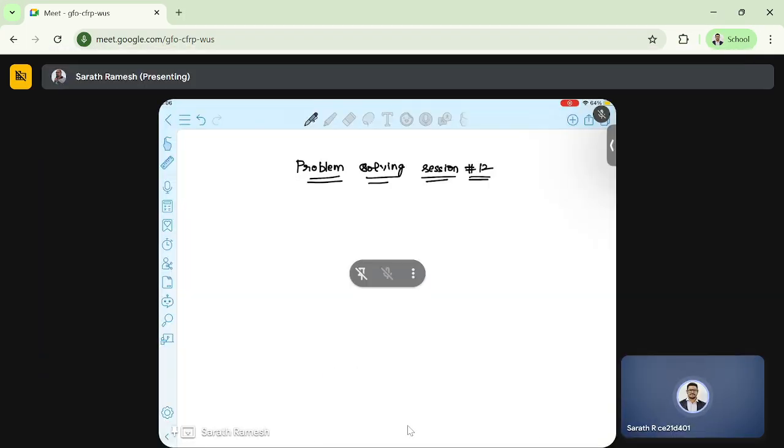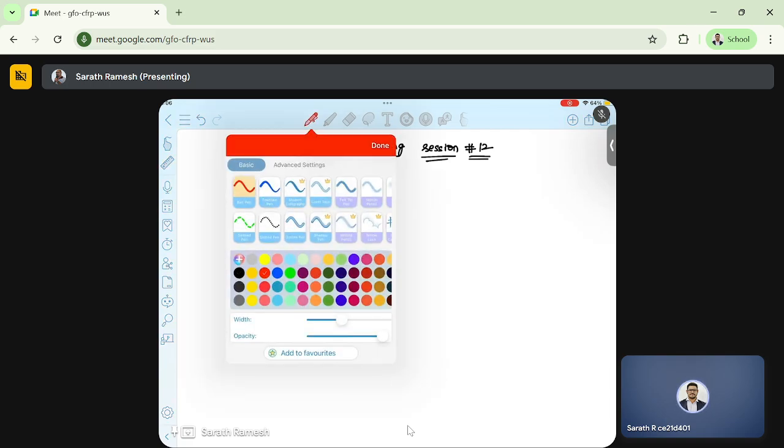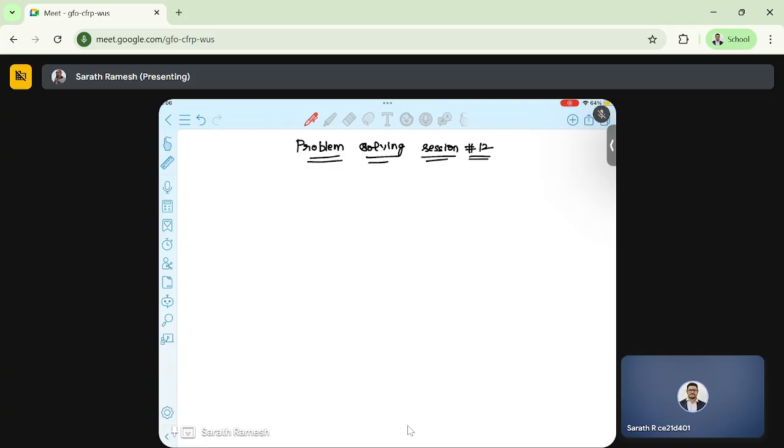Welcome everyone to problem solving session number 12 of the course Mechanics of Material. This is going to be the last session. Today we will be seeing problems from stability, especially the buckling of columns. Let's start. First, we'll see some problems from the topic of stability of structures, the basic concepts.